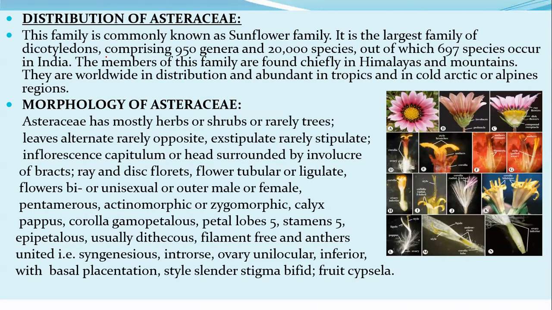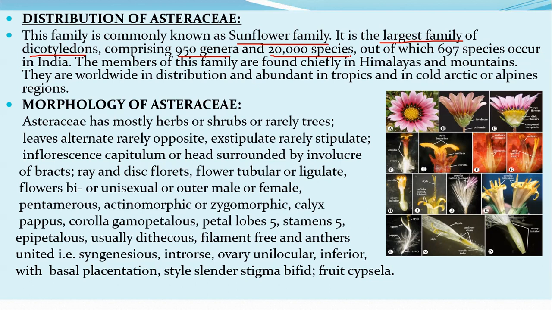So let us discuss the distribution of the Asteraceae family. This family is commonly called the sunflower family or Compositae family. This is the largest family of dicotyledons. These we have already discussed. Try to remember. This family alone includes around 950 genera, 20,000 species. Already we have discussed how many genera and species the order Asterales includes.